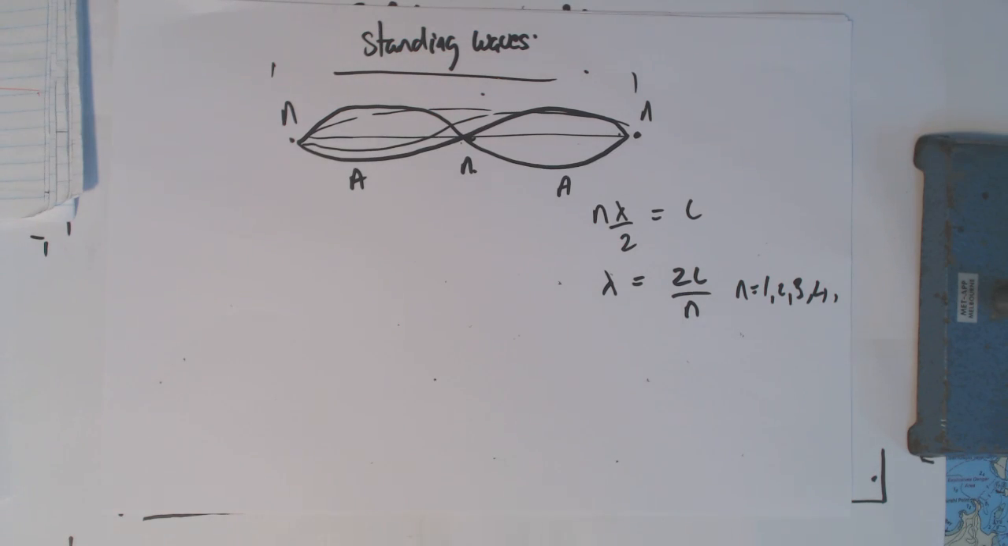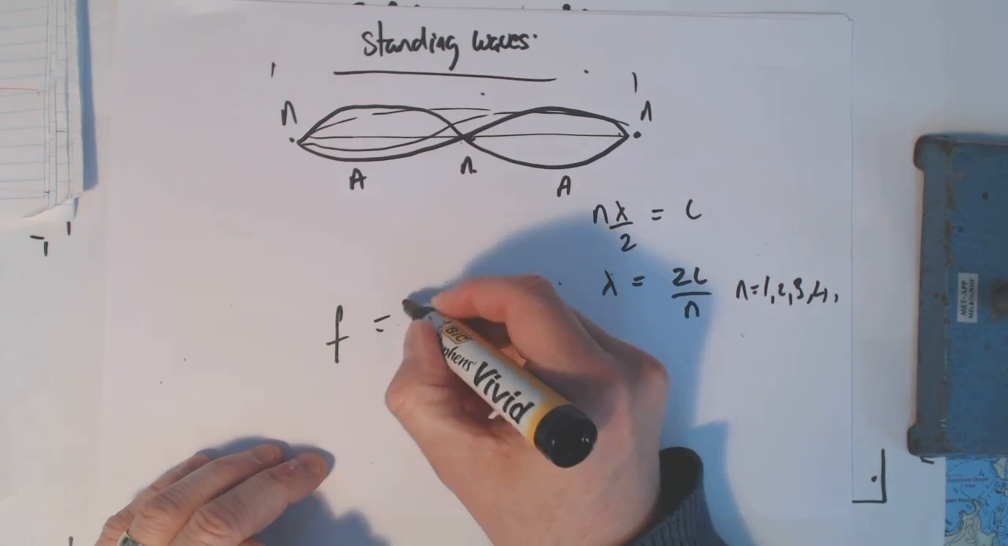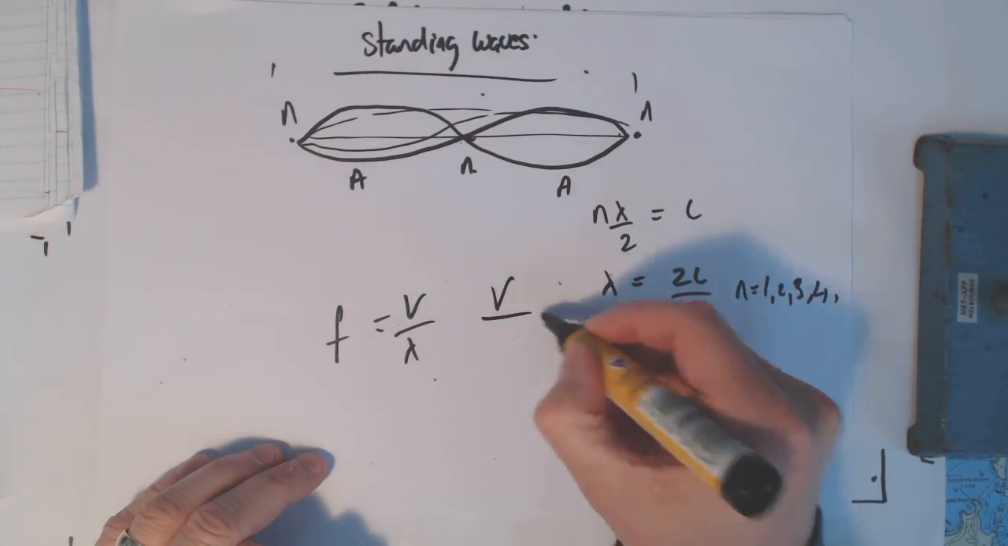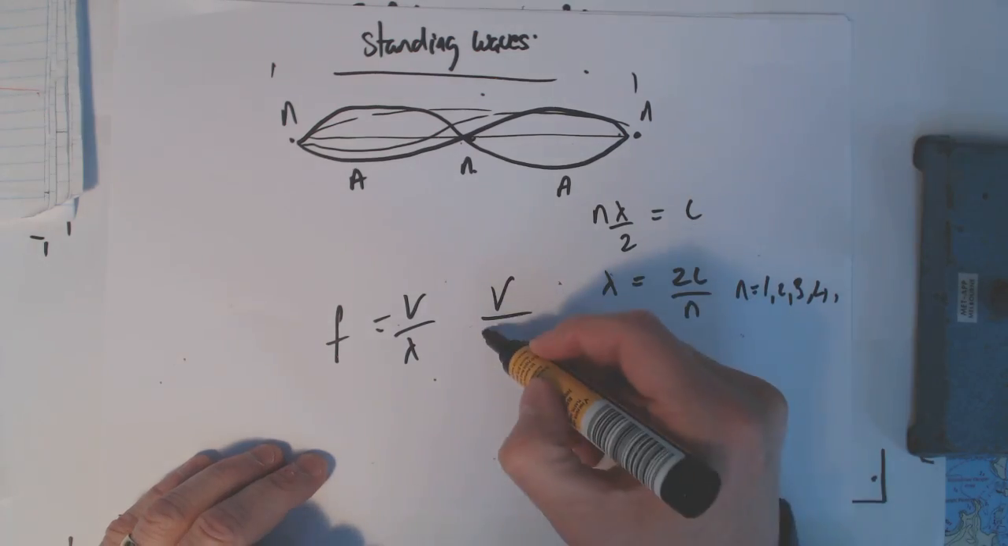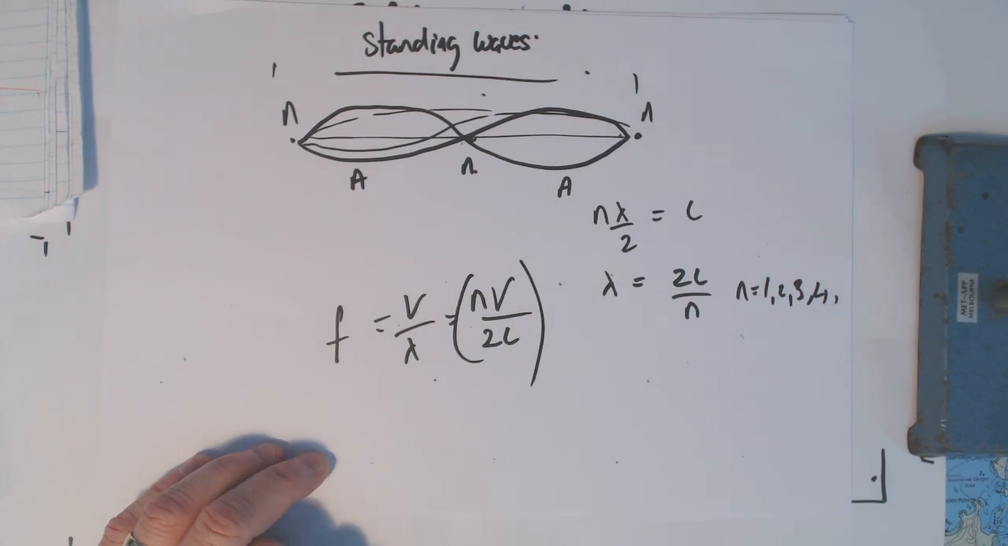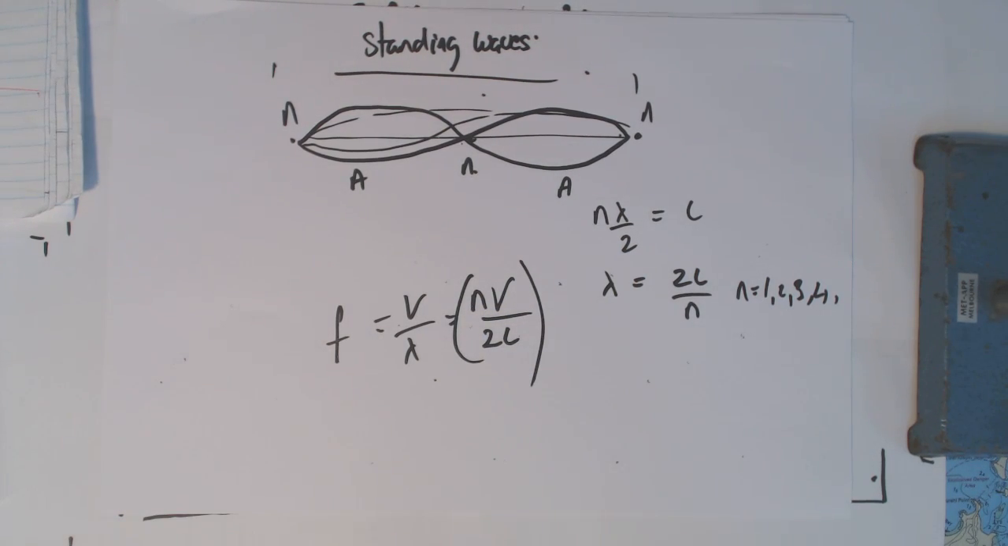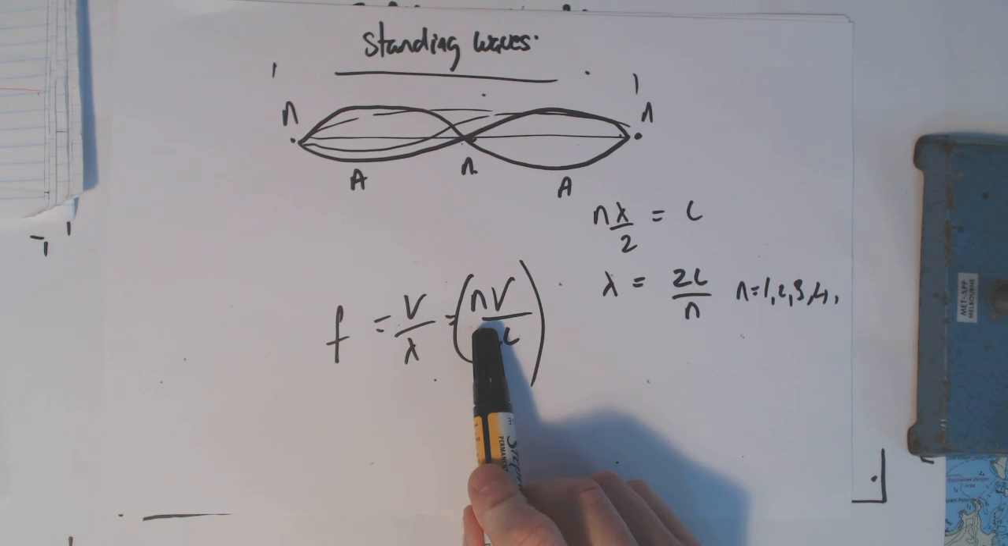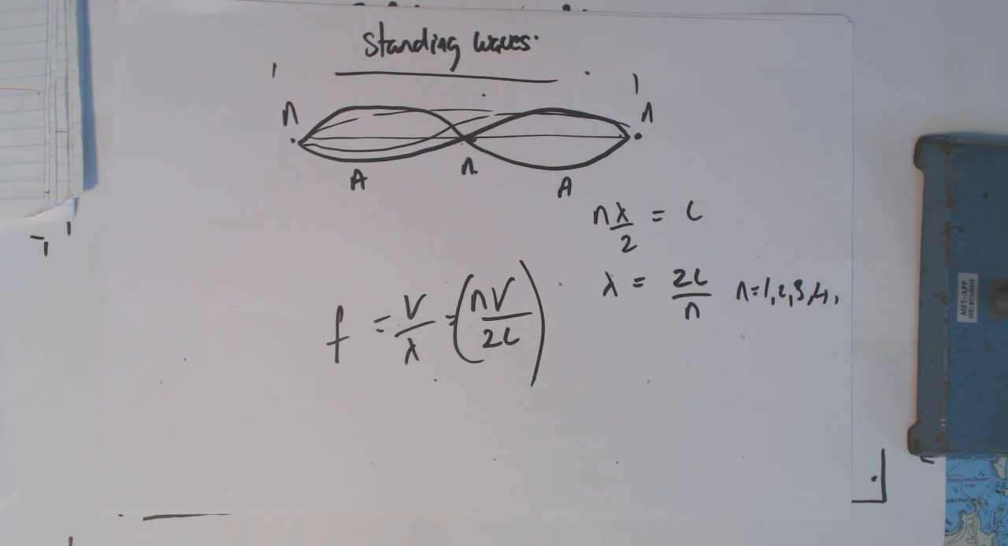Alright, so if that's your wavelength, you can see that your frequency is equal to velocity over wavelength, which is the velocity over 2L divided by n, so times by n. So that's where we get the fact that the frequency increases for n equals 1, 2, 3. If your frequency starts off at 100 for harmonic 1, it's 200 for harmonic 2, 300 for harmonic 3, 400 for harmonic 4, and it's really quite straightforward.